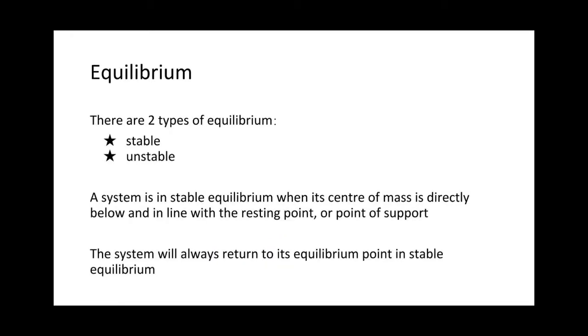The second important definition is equilibrium, and there are two types of equilibrium, stable and unstable. I'll provide a brief explanation for the difference between the two, but today we'll be focusing on stable equilibrium. When a system is in stable equilibrium, its center of mass is directly below and in line with the resting point, or the point of support. The system in stable equilibrium will always return to its equilibrium position.